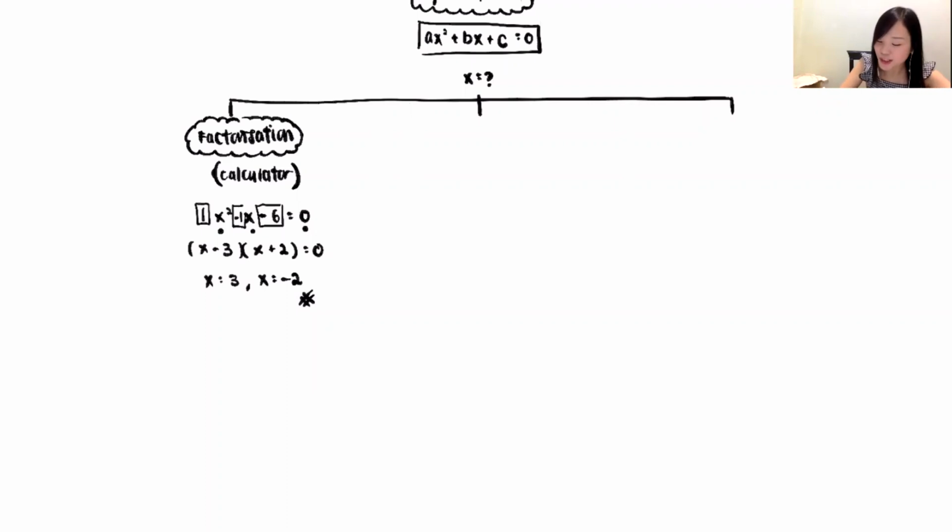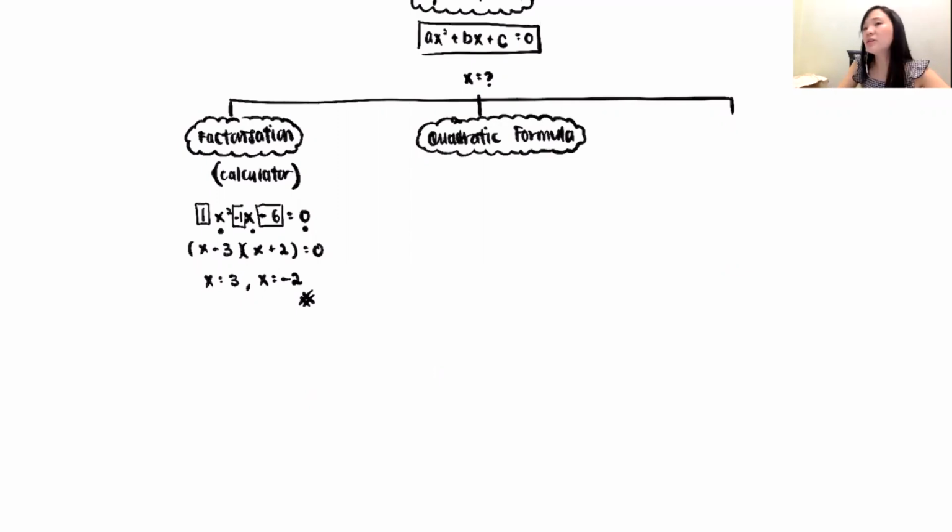Can, thank you. So guys, the next method. What is the next method, my dear? Very good, Ernest. Sing Hang first. So very good. The second method is called the quadratic formula. Of course, since it is called a formula, there is a formula, my dear. And this formula is not provided in SPM. So you guys need to memorize it.